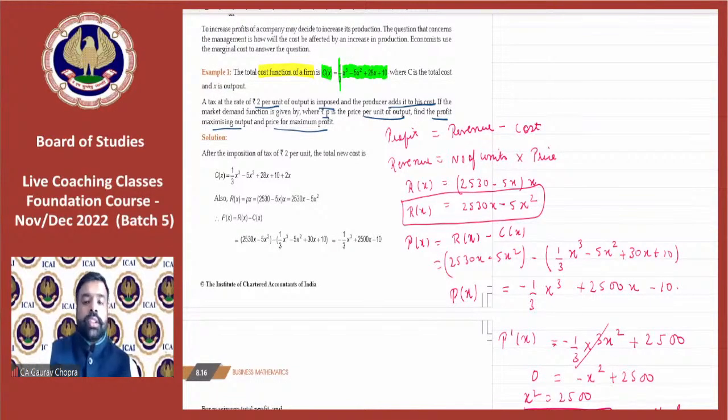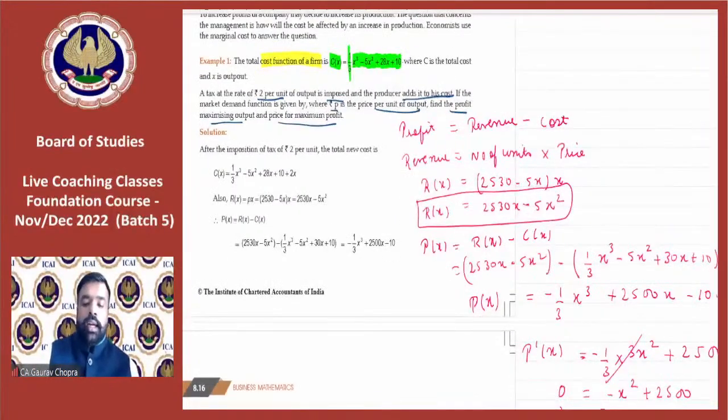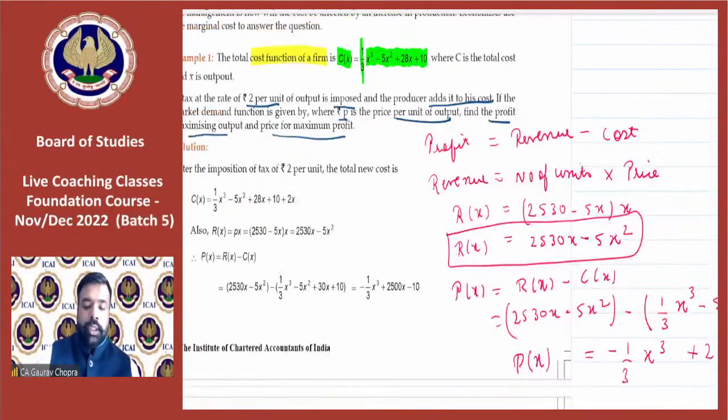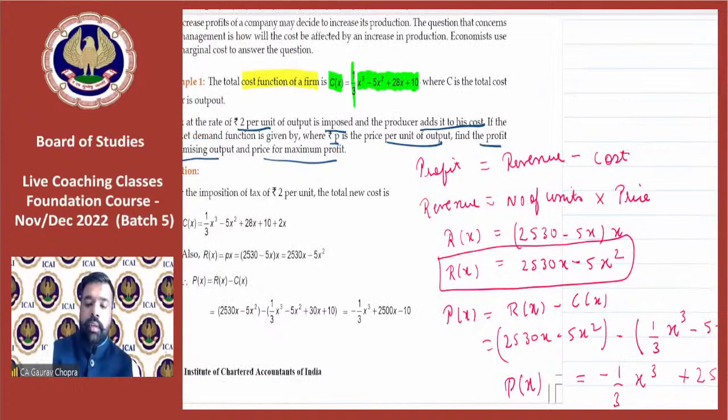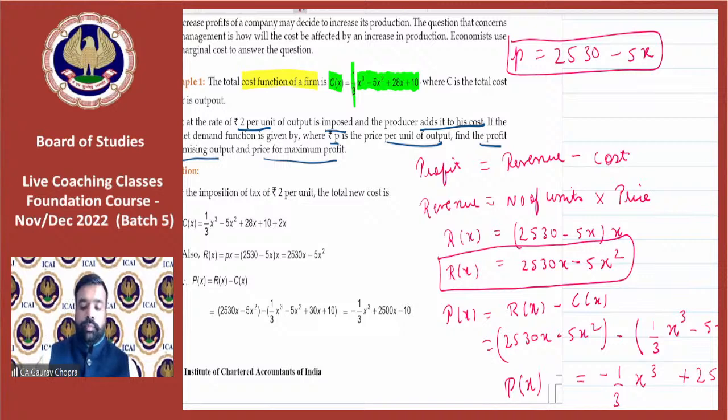So in this question, some information was missing, and you have to write that information. That is, the given price is equal to 2530 minus 5x. You can write this information.